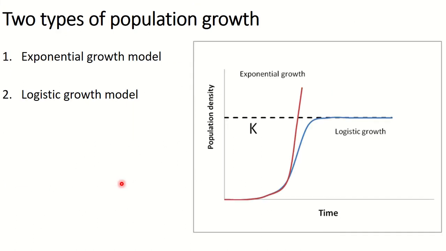There are two types of population growth. First of all, you get an exponential growth model, which is the J shape, where nothing limits their growth. And then the logistic growth model, which is that sigmoidal S shape, where you get environmental factors and a carrying capacity that limits the growth of the population.